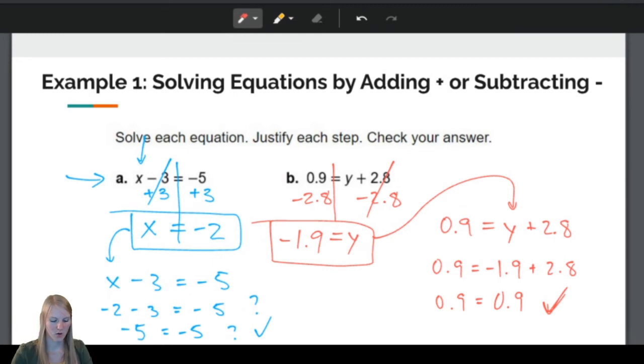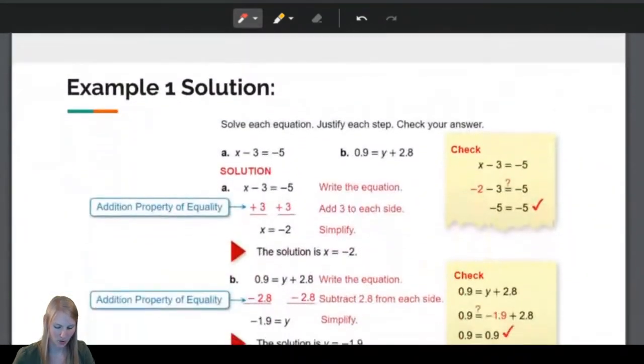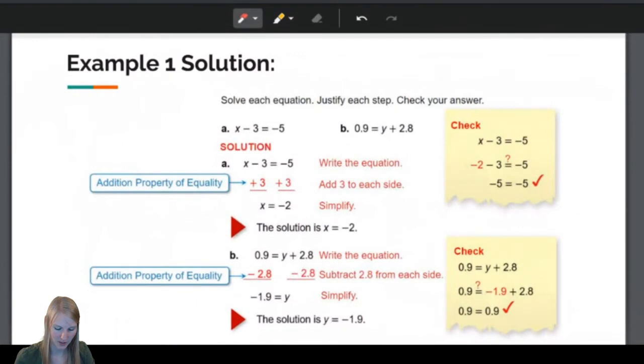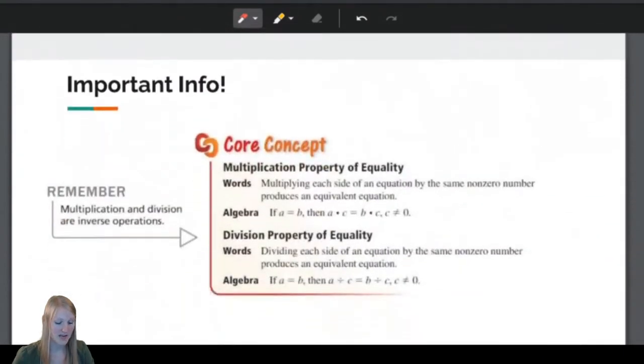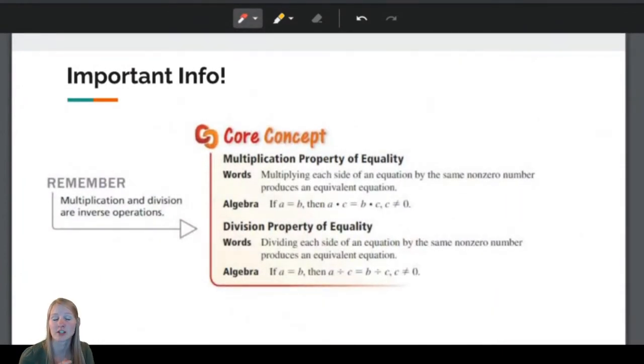Wonderful. Okay, cool. Now you know how to solve equations by adding or subtracting. Let's make sure that we were right, though. Look at that. That's what we got, and that's what we got. Cool. All right, next. We said in our success criteria that you should be able to solve using addition, subtraction, or multiplication and division. So now it's time to talk about multiplication and division. Remember that multiplication and division are inverse operations. That means that they undo each other.